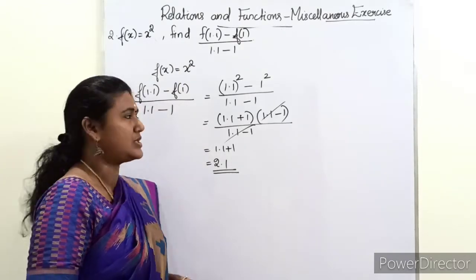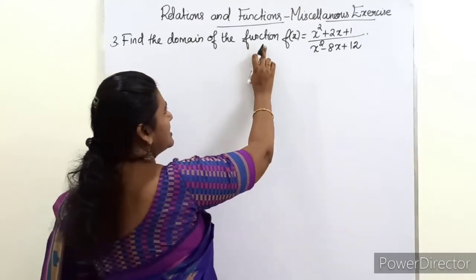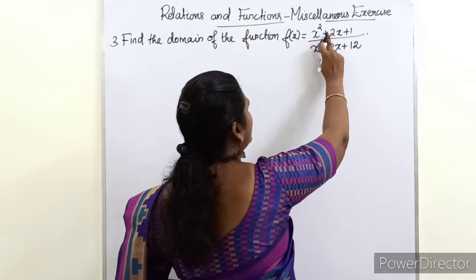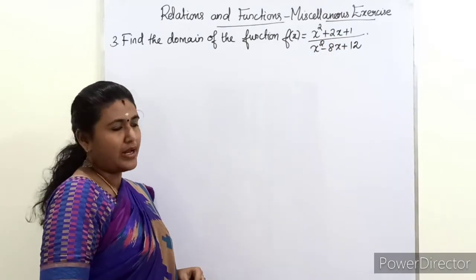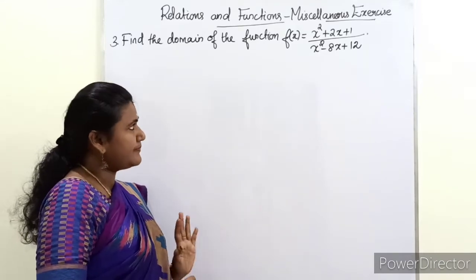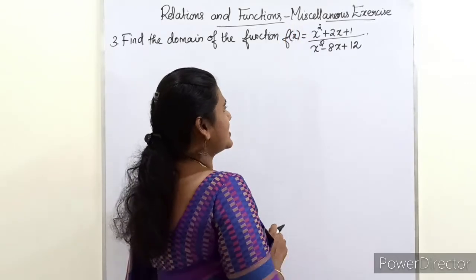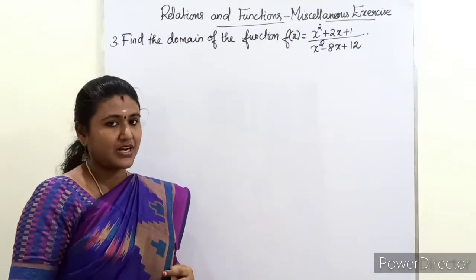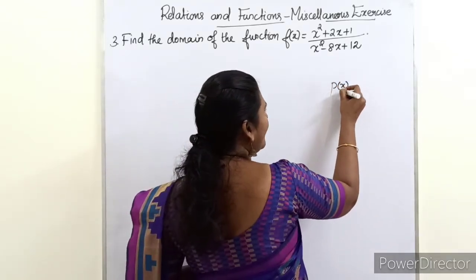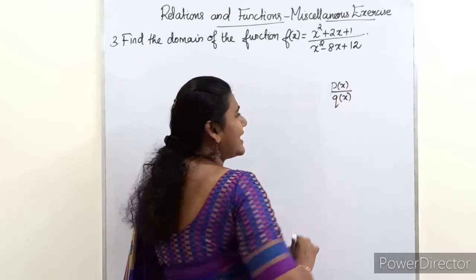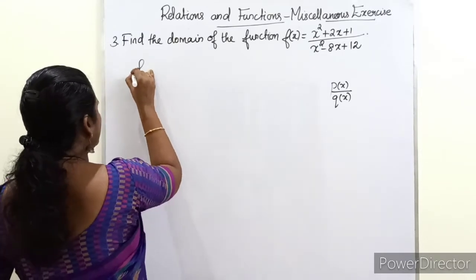So now the third question. Question number 3: find the domain of the function f of x is equal to x square plus 2x plus 1 by x square minus 8x plus 12. So here we have a function, that is f of x. What type of a function? This is a rational function, because we have already discussed some special functions and their graphs. In that, if a function is of the form p of x by q of x, we will call that function a rational function. So the given function is a rational function.